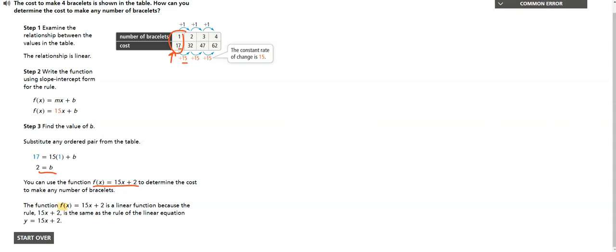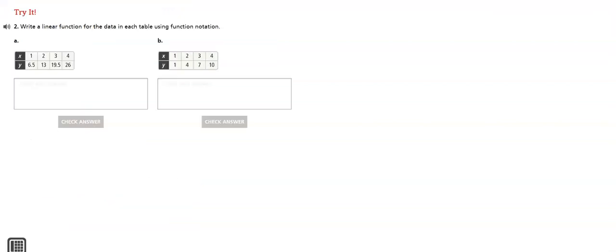As you see, this function is a linear function because this rule right here is the same as this linear equation rule right here. So let's try some on our own. All right, so these are the problems that are on example 2 on page 54. We're going to do A.